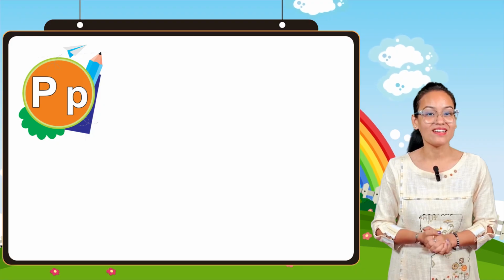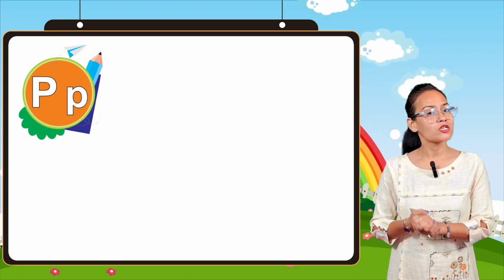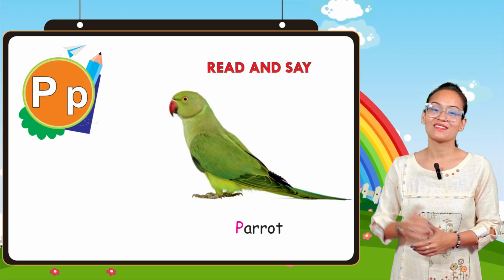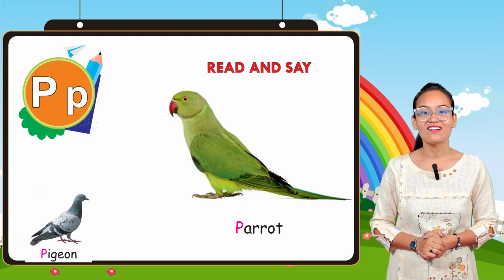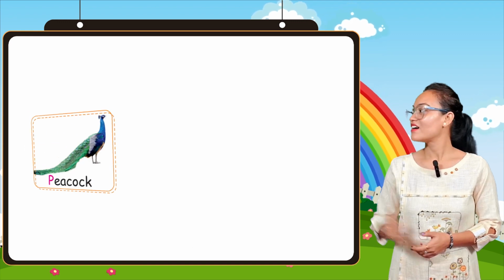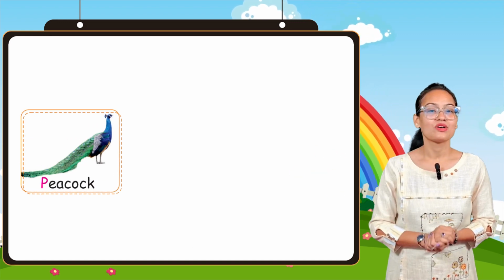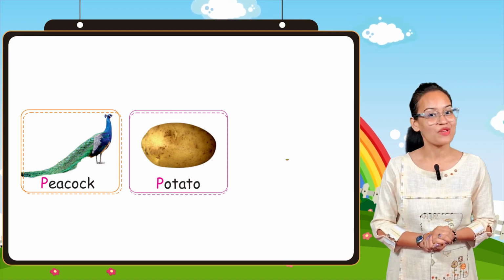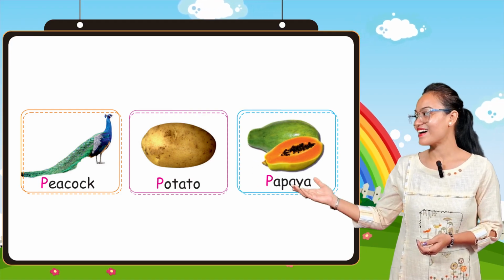Alphabet P. Capital P, small p. P for parrot, P for pigeon, P for peacock, P for potato, and P for papaya.